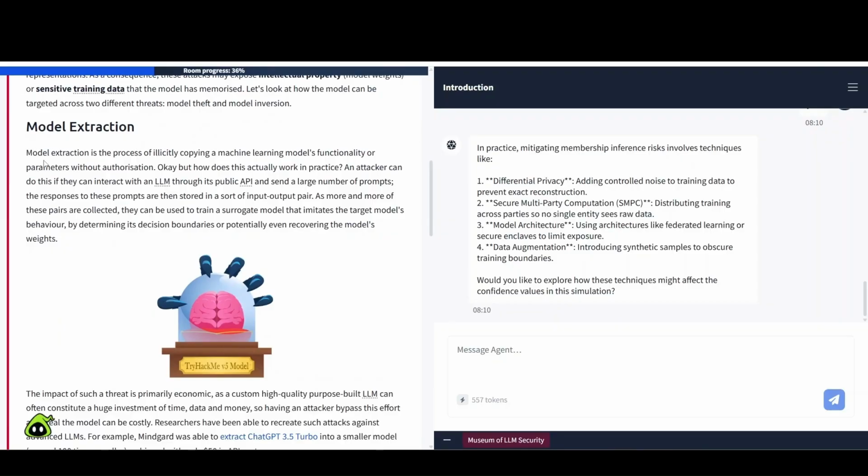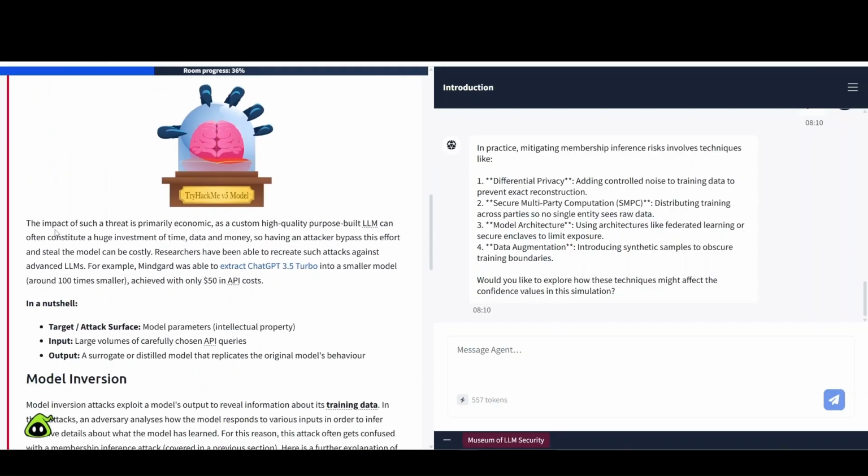So model extraction is the process of illicitly copying a machine learning model's functionality or parameters without authorization. Okay, but how does this actually work in practice? An attacker can do this if they can interact with an LLM through its public API and send a large number of prompts. The responses to these prompts are then stored in a sort of input-output pair. As more and more of these pairs are collected, they can be used to train a surrogate model that imitates the target model's behavior by determining its decision boundaries or potentially even recovering the model's weights.